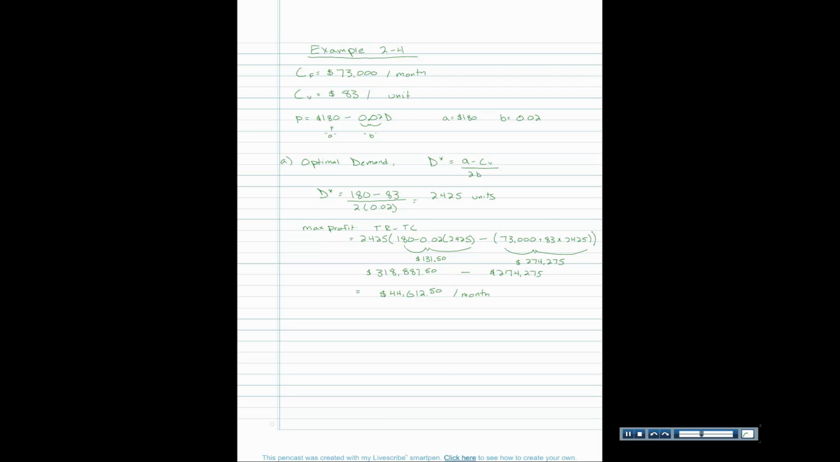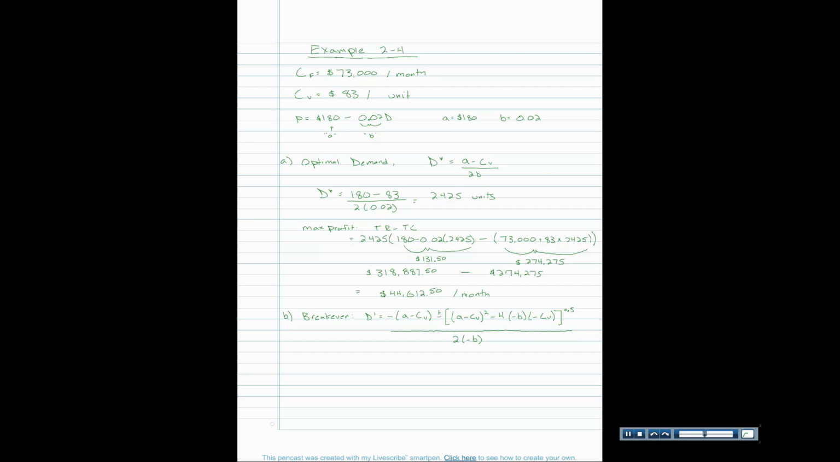Part B is we want to know the volumes at which break-even occurs. So, break-even. The formula for break-even is D prime is minus A minus C_V plus or minus the square root of A minus C_V squared minus 4 times negative B times negative C_F, divided by 2 times negative B.